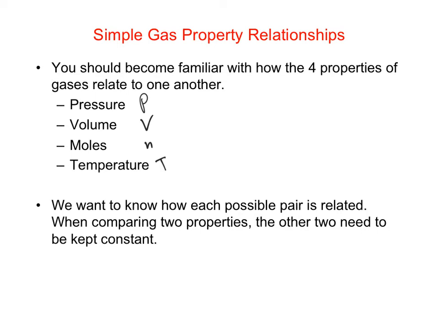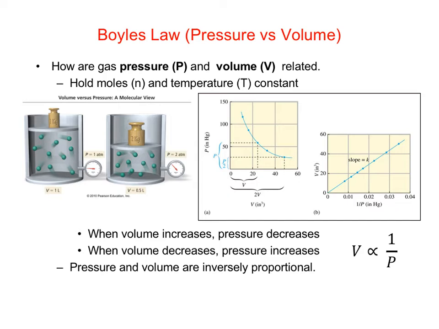If we try to compare too many things at once, then it's too complicated. We don't know what is influencing what. And so when we compare each pair, the other two properties need to be kept constant. All right, so first let's consider how gas pressure and volume are related.